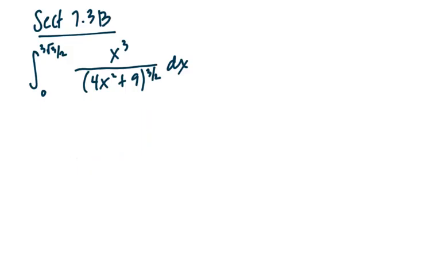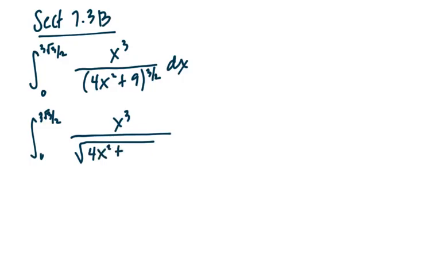So we would say the integration from 0 to 3 square root of 3 over 2, x to the third. It's going to be easier to work with when it's in square root form. 4x squared plus 9 to the third dx.